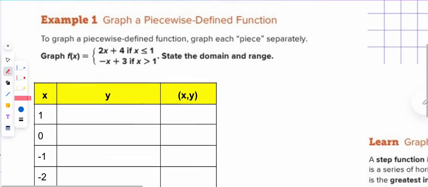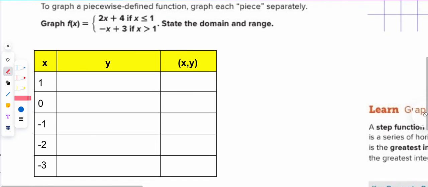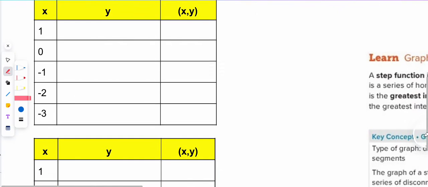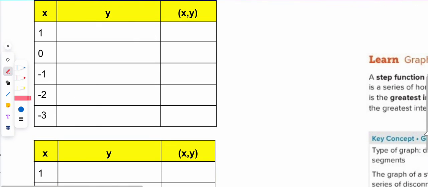So for this first one, it says to graph a piecewise defined function, graph each piece separately. So we're going to graph that first part of 2x plus 4, and then we'll graph the negative x plus 2. But I have my two tables here that we're going to go ahead and fill out for these. So the first table we're going to fill out, I have 1, 0, -1, -2, and -3 listed. So that is going to be when our x was less than or equal to 1. So this is the function where it's 2x plus 4.